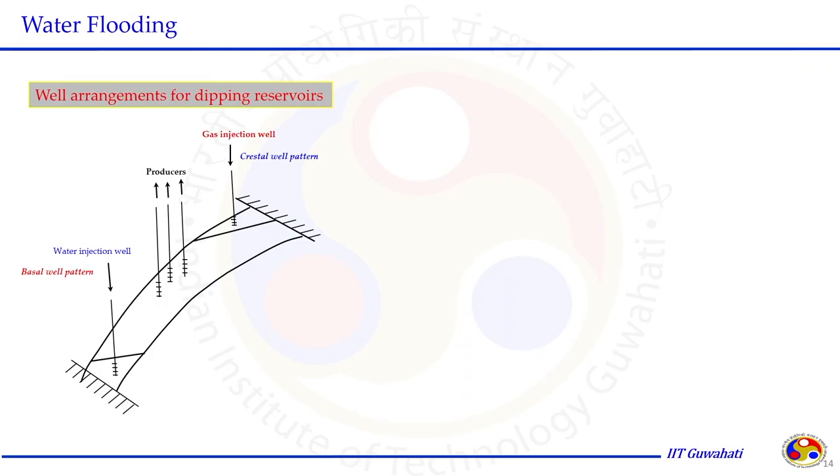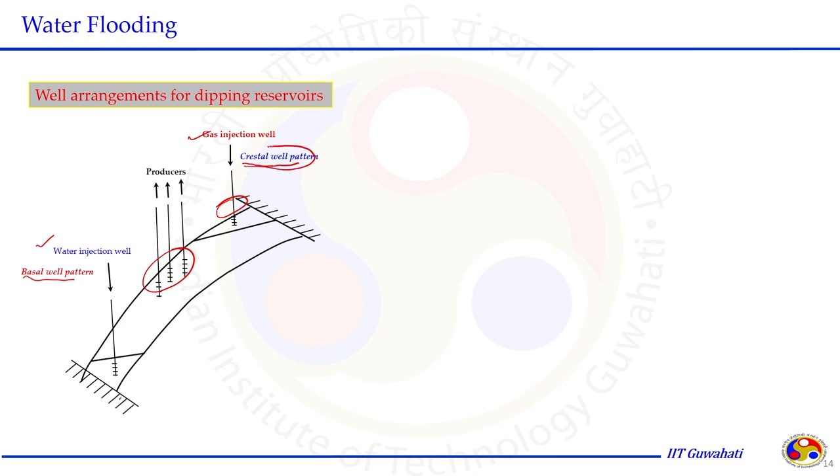The waterflooding arrangement could be in different forms, as discussed previously also. We did not discuss the two well patterns. So we can see here the crestal and the basal pattern. Let's say these are our production wells. We may inject gas or water. Let's say this is an inclined surface, and we have a place where we can convert this upside well into the injection well.